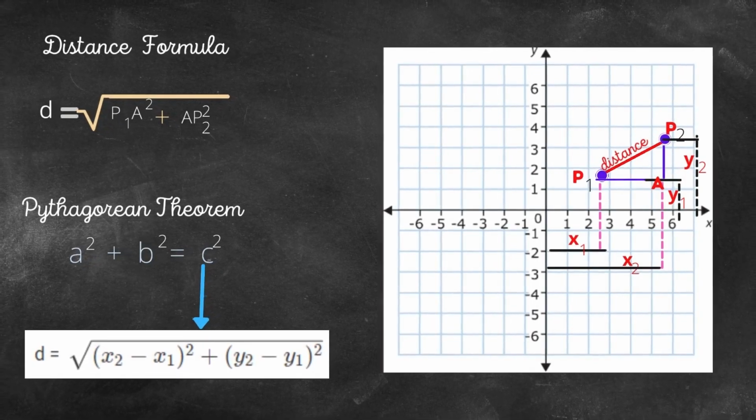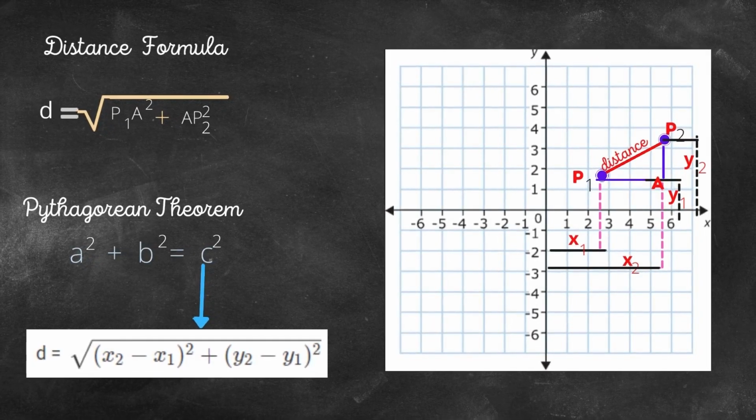So the distance between 2 points, point 1 or p sub 1, which has an x and y, and point 2 or p sub 2, which also has x and y coordinates, can be expressed in terms of their coordinates by using the Pythagorean theorem, which is a squared plus b squared is equal to c squared.